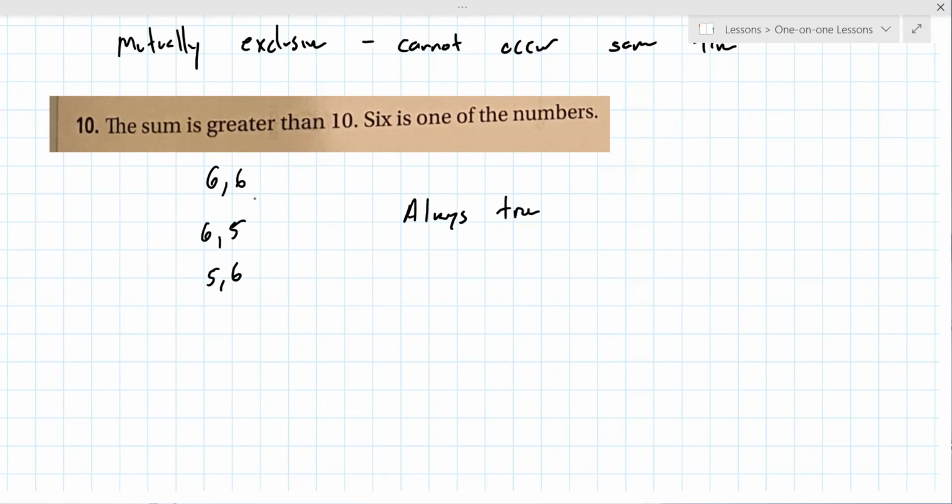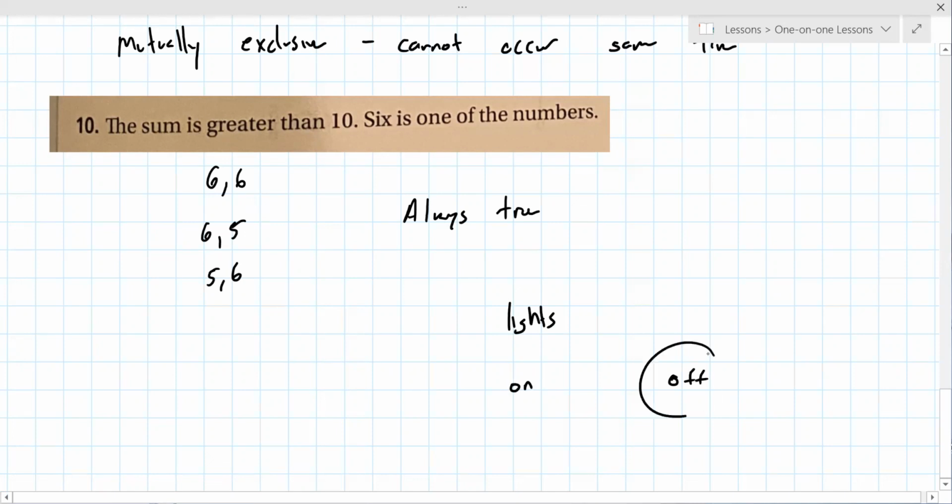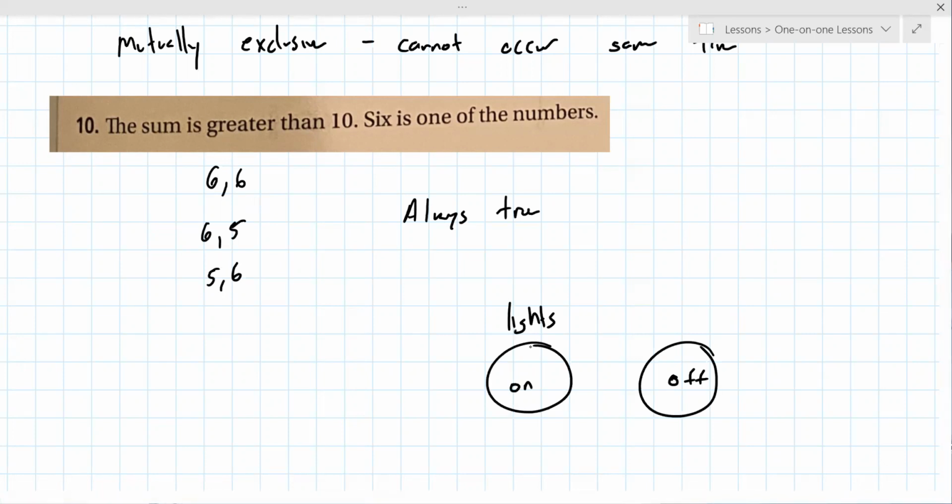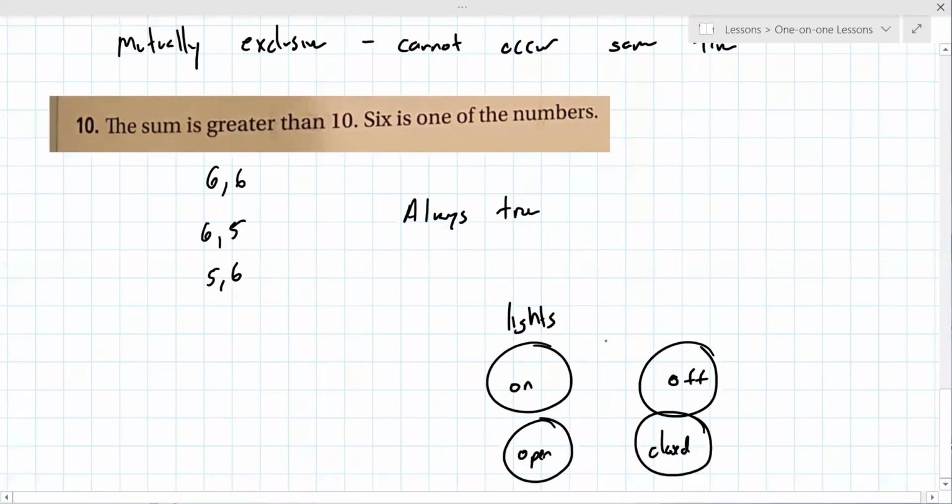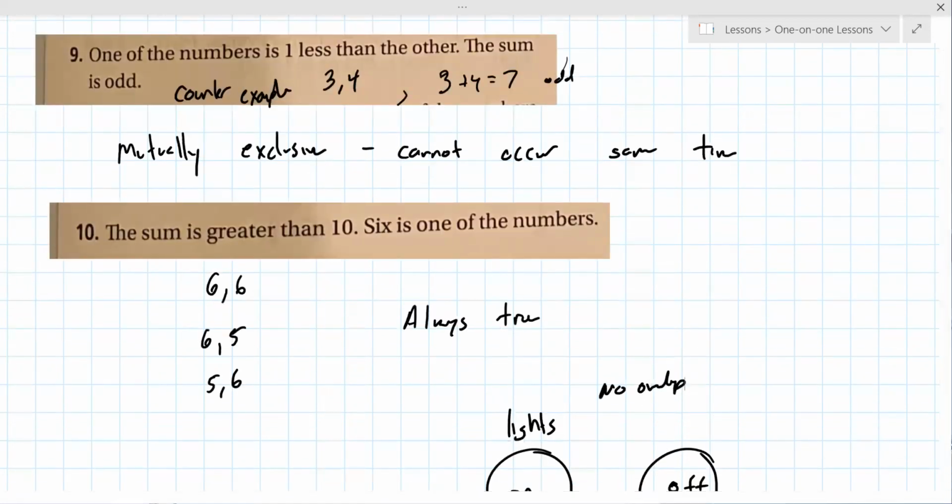I generally prefer things like the lights. They're either on or off. These are mutually exclusive. They can't happen at the same time. Those are the kinds of things I think of, like a door is either open or closed. There's no overlap. These overlap. There's sixes there, and the sum is greater than 10. I'm surprised they didn't give you one that isn't, but they did not.